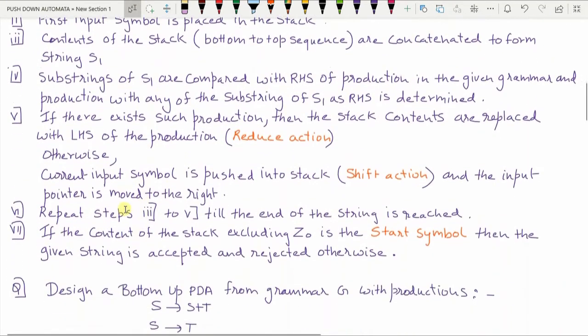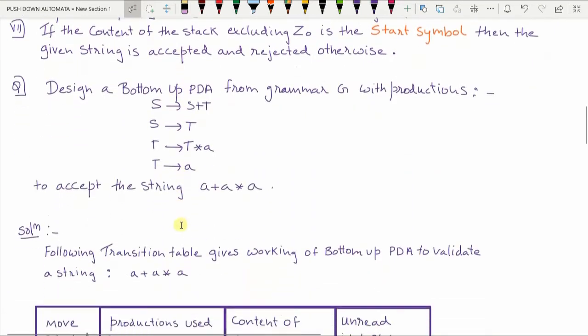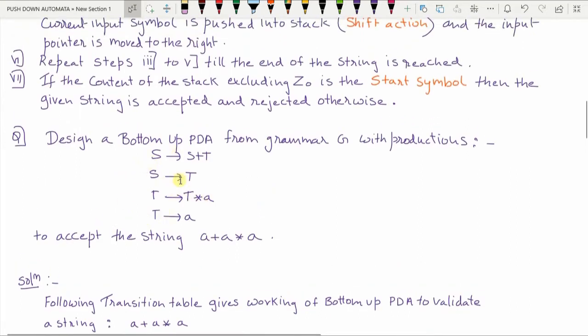Whatever we have read over here, if it is still a problem for you to understand, we will take up an example. For the exam, they might be asking you this kind of question: Design a bottom up PDA from the grammar G, and these are the productions of the grammar given to you, to accept the string a plus a into a. So this kind of problems are asked.